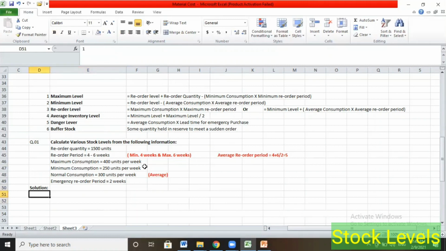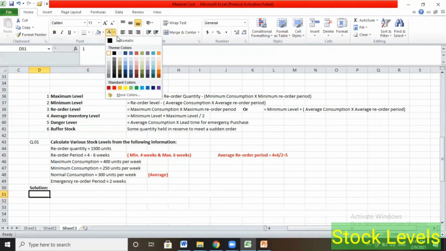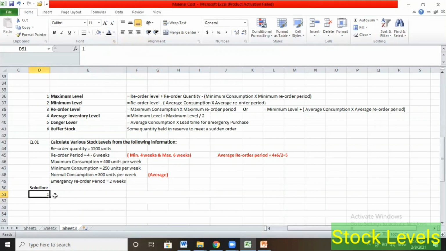Now while doing illustration, we must follow the thing that even though they are telling you to calculate various stock levels, for maximum or minimum level we want to use the reorder level formula. So first of all we need to calculate reorder level. And what is the formula for reorder level? It is maximum consumption into maximum reorder period.